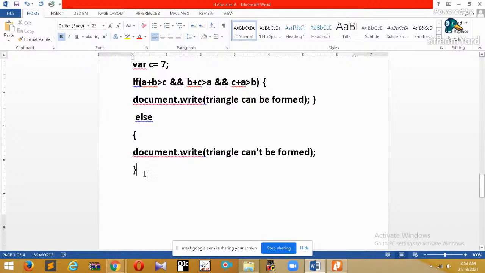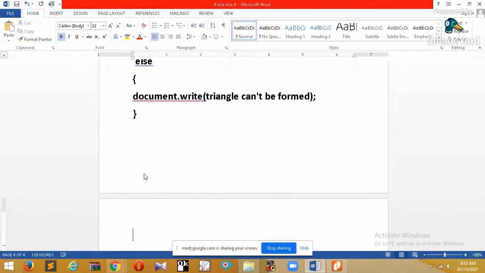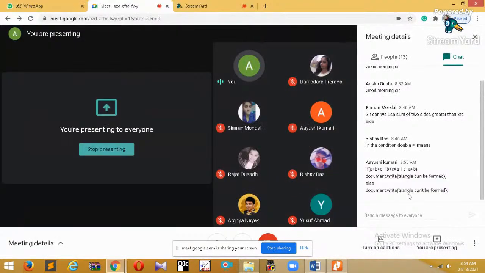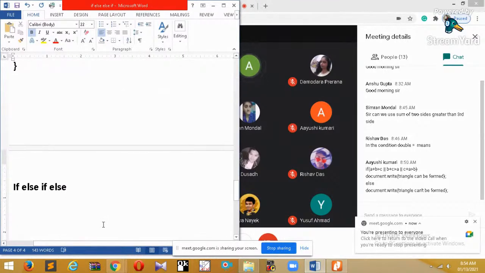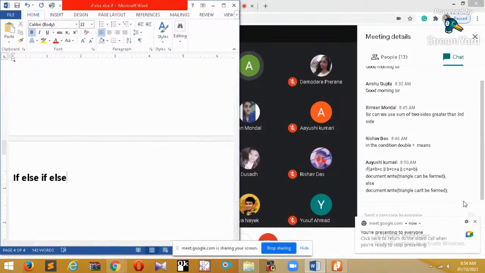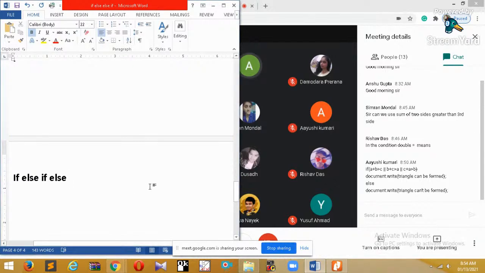Now we'll go for the third version of this conditional approach, that is the if else if else statement. But before going to that, I'm just taking you to the PDF, and let me ask if anybody has any doubt, so that I can re-explain it. Before moving to the next part, tell me if you have any query or question up to this part. Quickly.